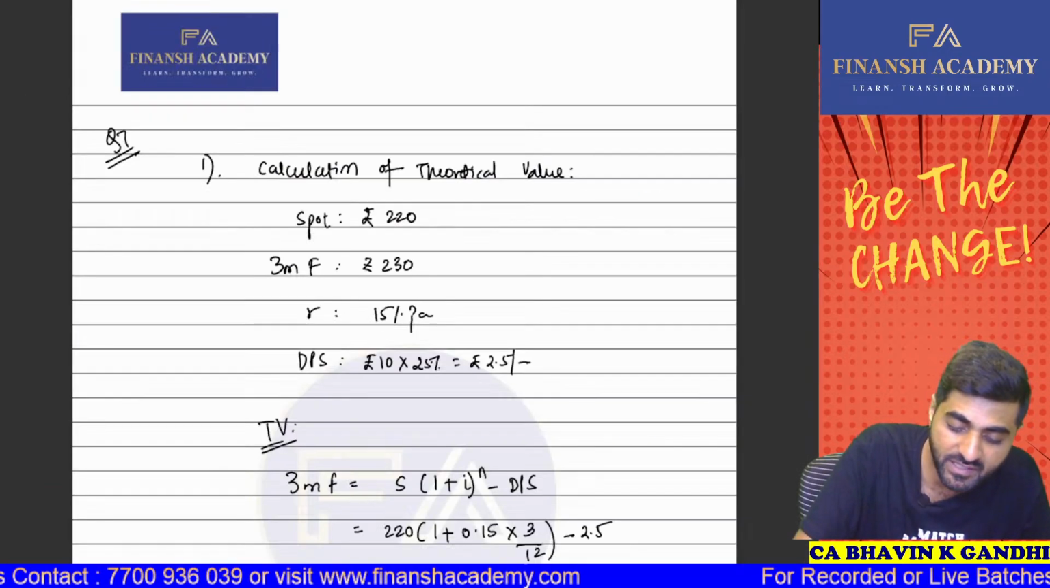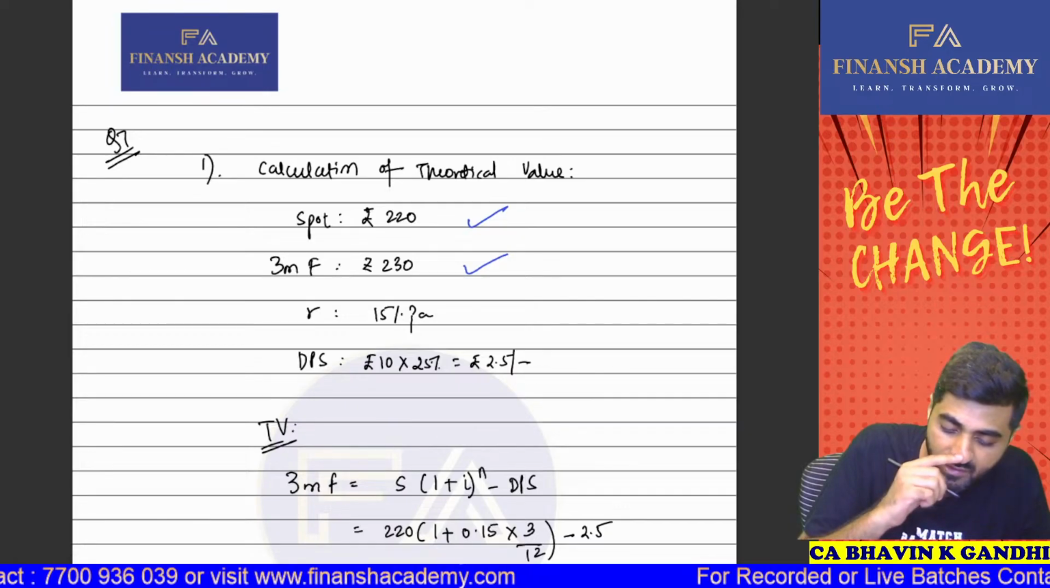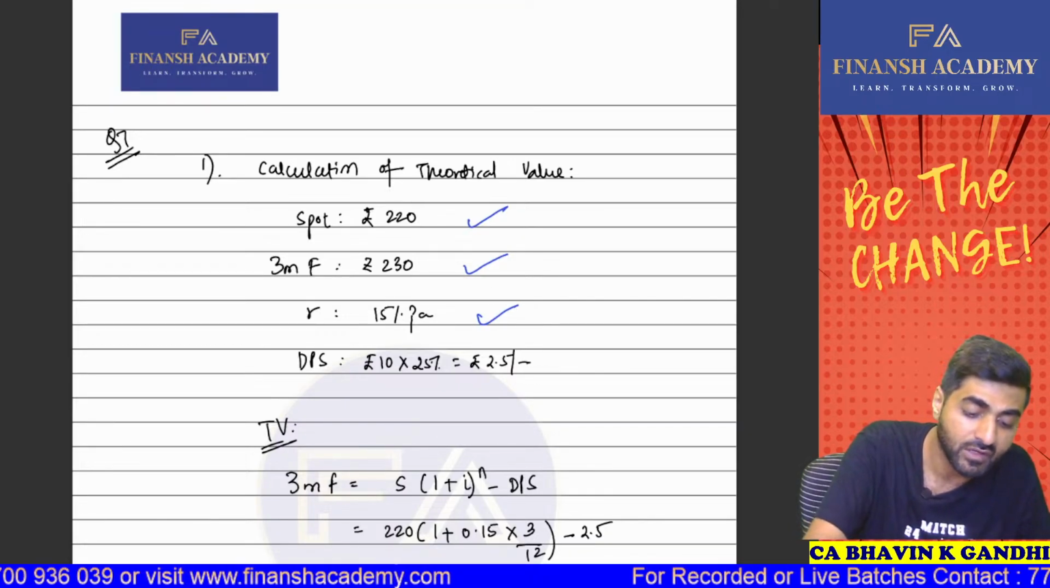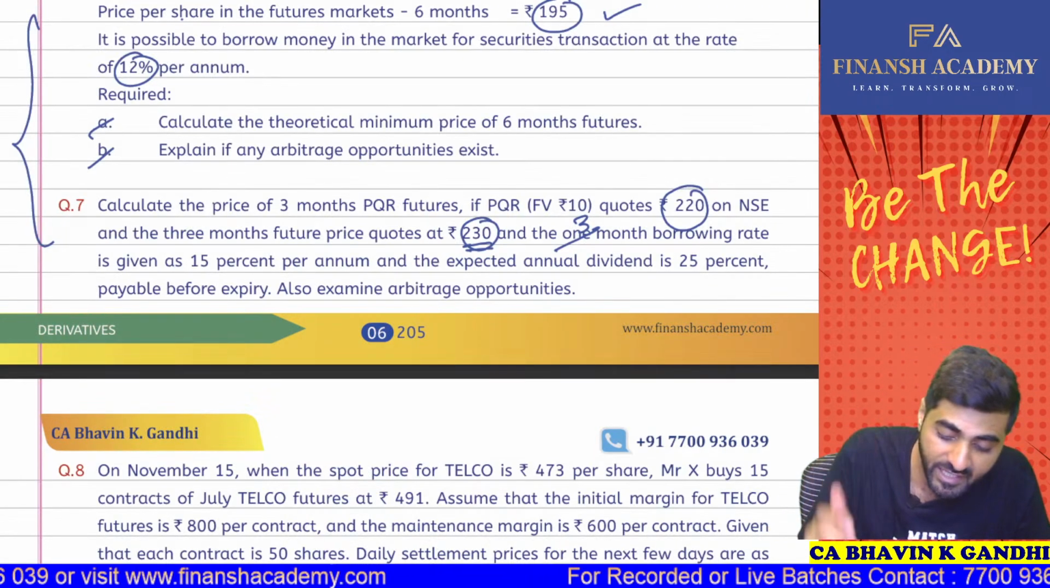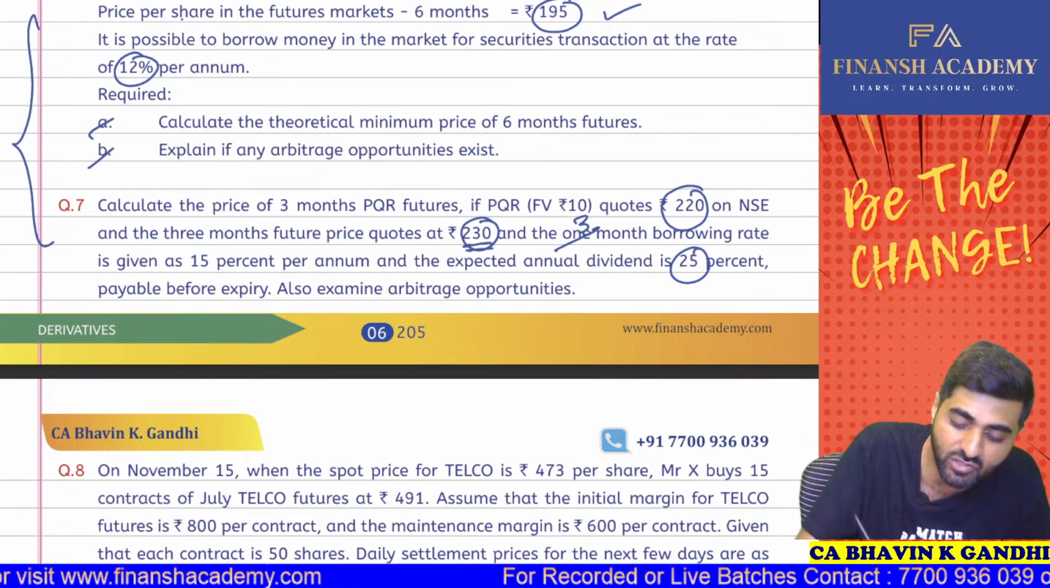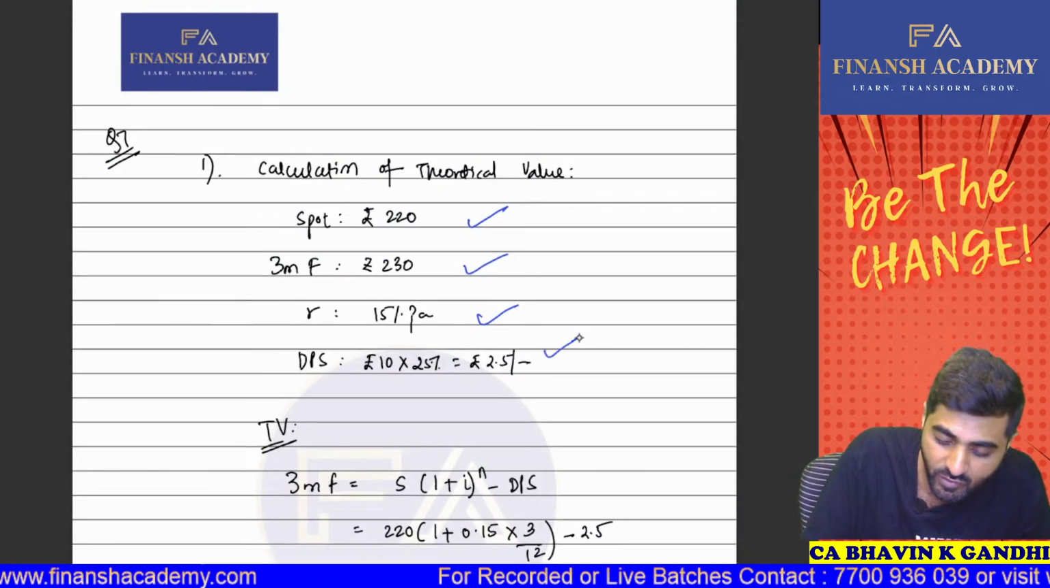So we have the spot price of 220. This is 230. The rate is 15% per annum. And also at the same time, the expected dividend is 25%. So 25% on the face value of 10. So that will give you 2.5.